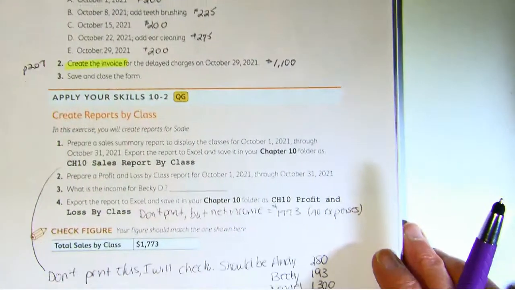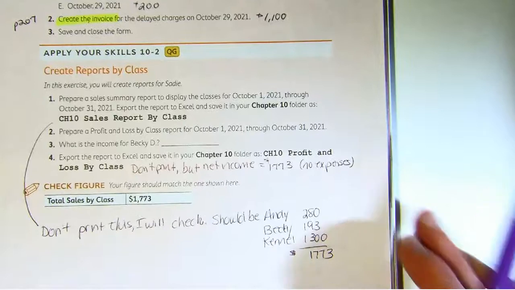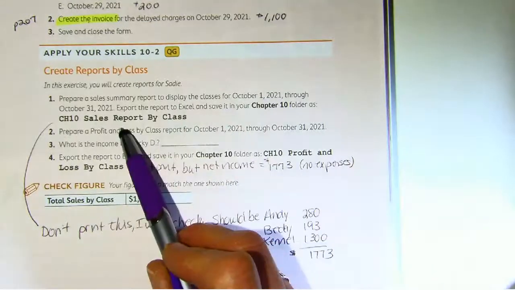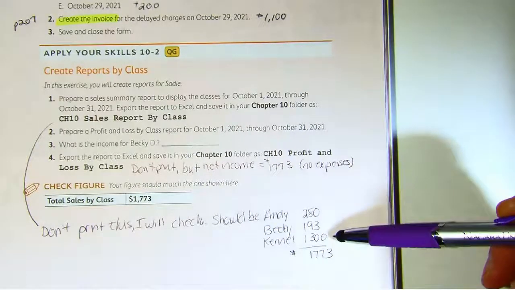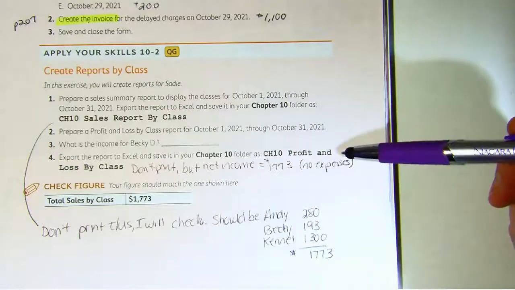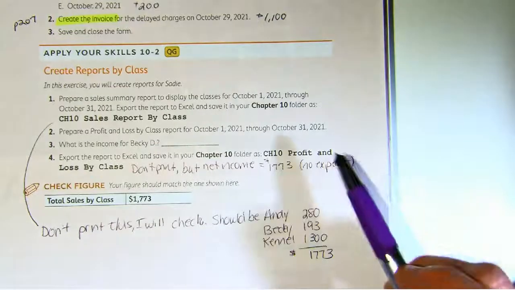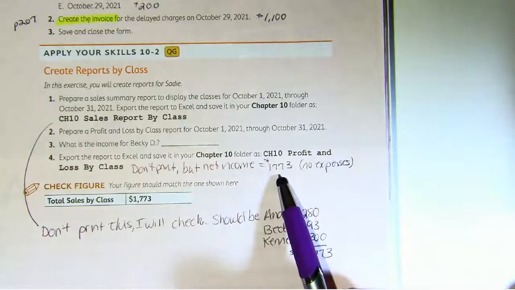And then with regard to these reports, you don't have to print these reports. I'm going to just check them by running them myself. For the sales reports by class, these are the totals you should have for each of the classes. And when it comes to the profit and loss by class, because there are no expenses reported by class, you've just got the sales, which then is equal to the net income.